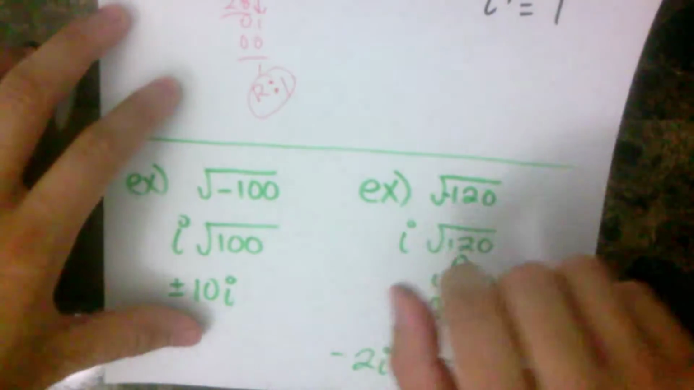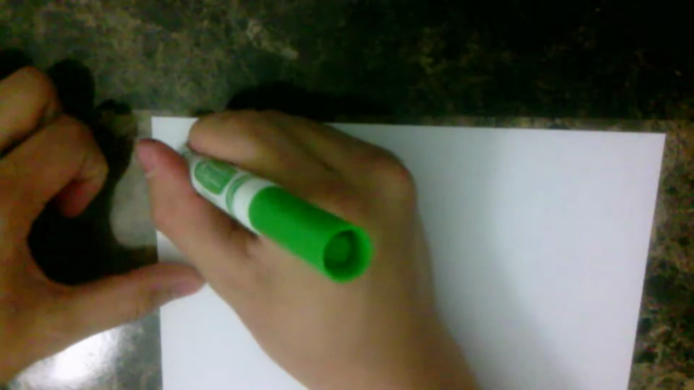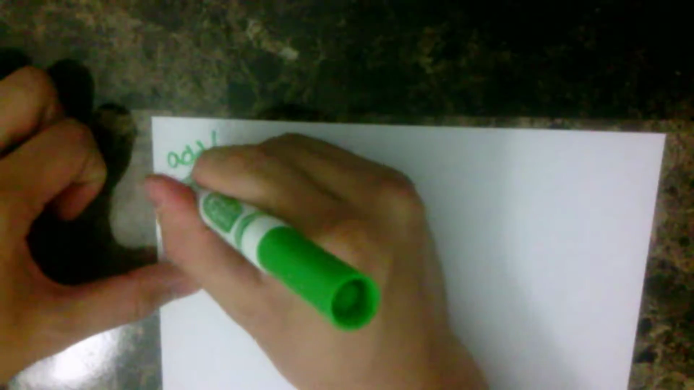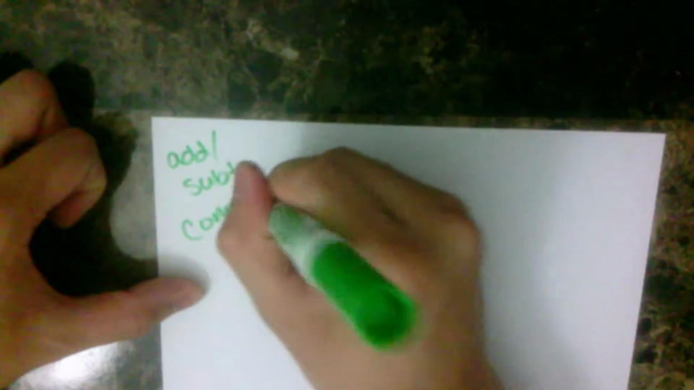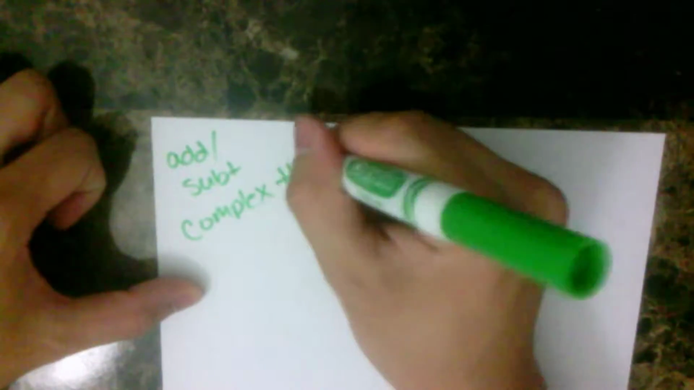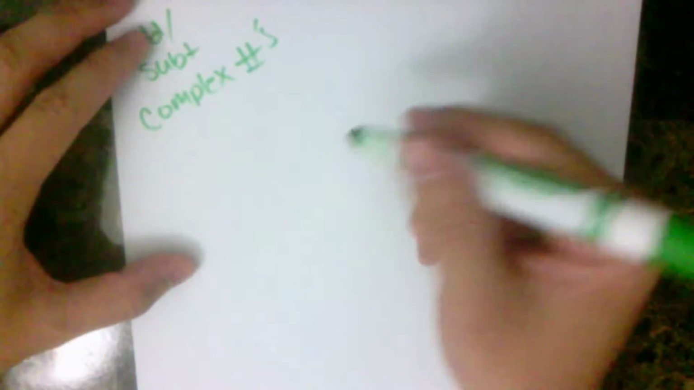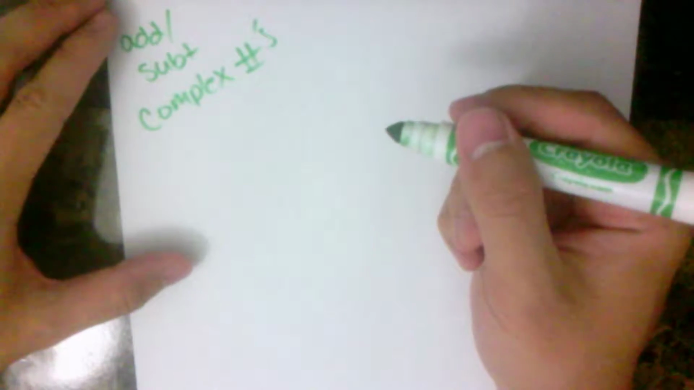After that, we have to be able to add and subtract complex numbers. Looks kind of like this. So this is adding, subtracting complex numbers. Okay. So let's add and subtract complex numbers. This is actually really simple too. Remember, i is just a variable. It's a lot like x.